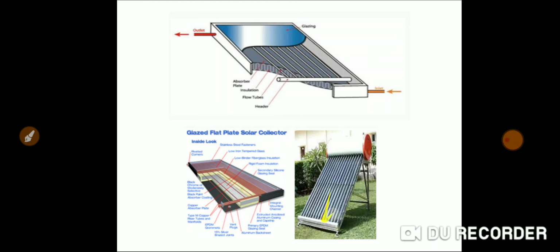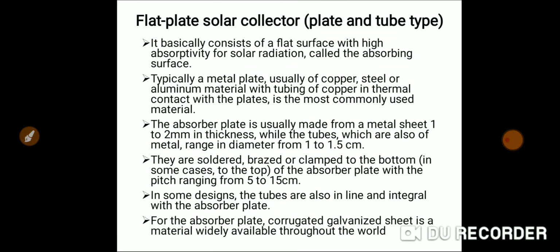This is your flat plate collector. In this flat plate collector, the tubes are given. These tubes are made up of copper. The bottom side of these hot tubes is an absorber, and this is your storage tank. Solar flat plate collector, flat and tube type.